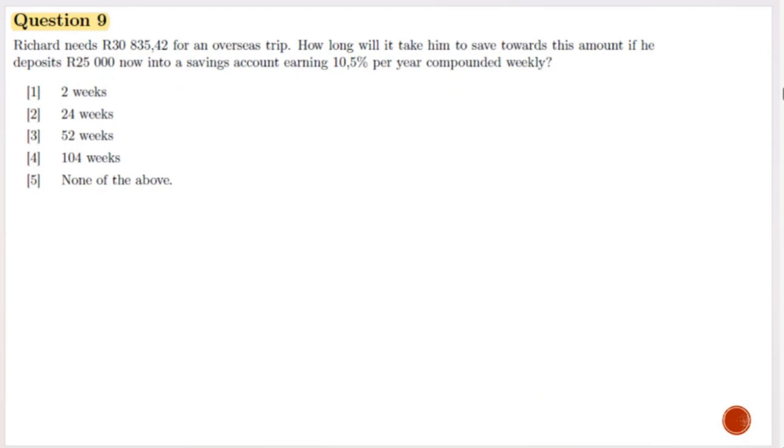I think I need to do this one because there are people who are struggling with their logs. So I'm going to spend time on this question. So Richard needs an amount for an overseas trip. Okay, how long will it take for him to save towards this amount if he deposits 25,000 now into a savings account earning 10.5% per year compounded weekly? Okay, let us break this thing down.